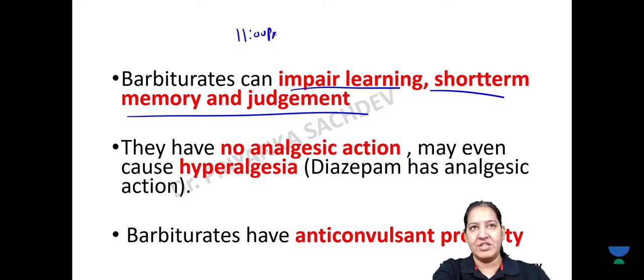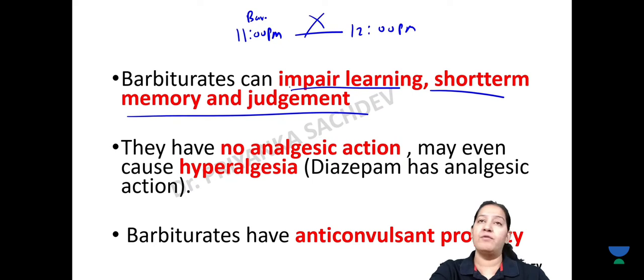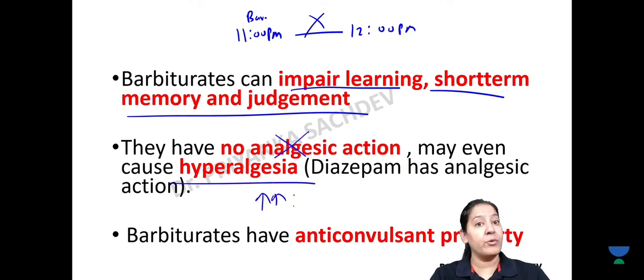In the night, I took a tablet of barbiturate and I got sleep at 12 p.m. So what happened in this one hour? I don't remember anything. The next morning, if you ask, I will not remember anything. So it impairs learning. It shortens memory and judgment. It doesn't have any analgesic action. No pain reduction. Rather, it is having hyperalgesia. It increases pain. It is having anticonvulsant property also.